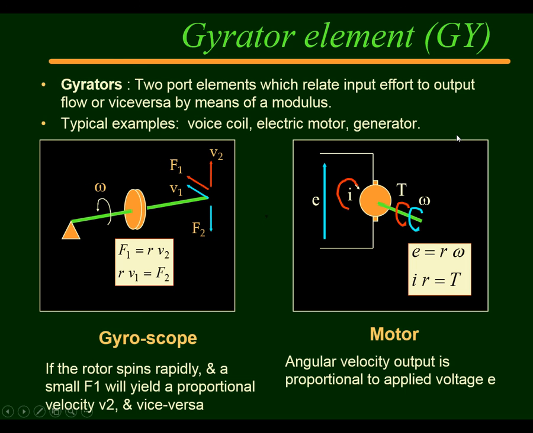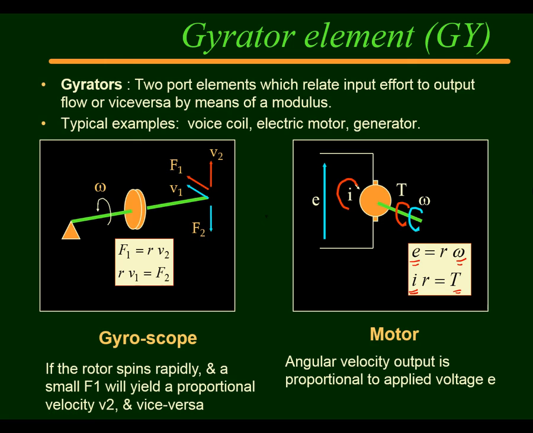We have one more. This is the gyrator element. As you can see here, this is like a cross transformer. The electric motor is a perfect example because you write the equation in here. The relationship between the output is directly related to the RPM of the motor, or the current is related to the torque. That's how this works.